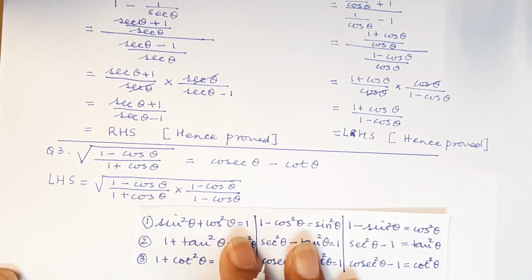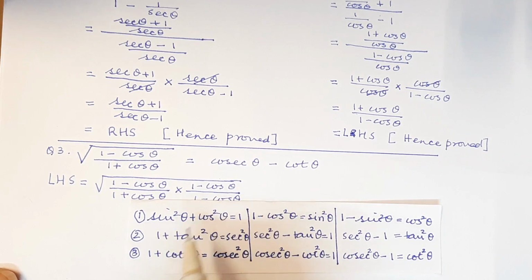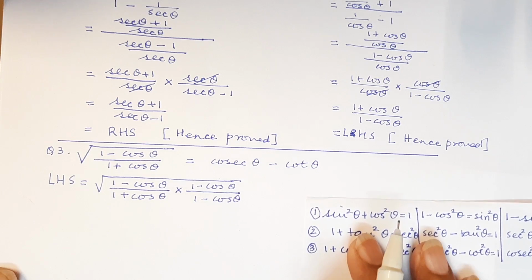Just look at this where I put all the identities together. What was our first identity? Sin square theta plus cos square theta equal to 1. And so if we take cos square that side, we'll get 1 minus cos square theta, which will be equal to sin square theta. And if I take sin square theta that side, I'll get 1 minus sin square theta. And here cos square theta will remain, so 1 minus sin square is equal to cos square. So I have done that for each identity like this. Now as and when I require this, I will use it in my proof. So let us see what we can do.